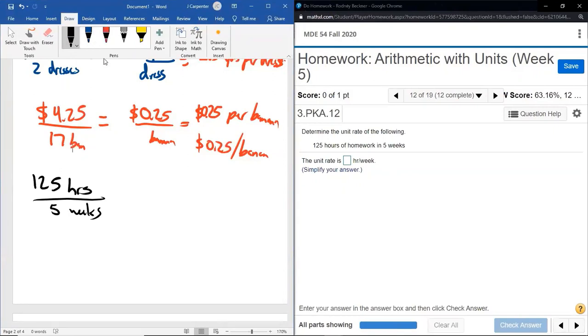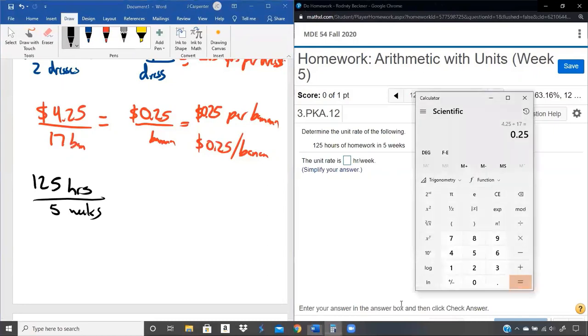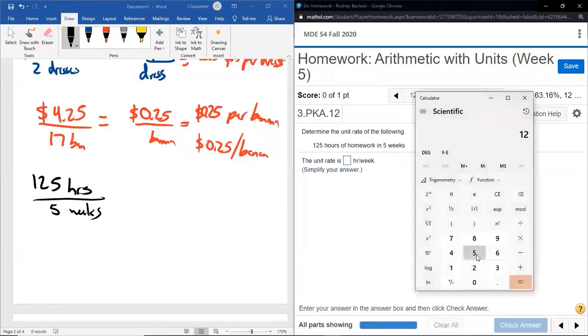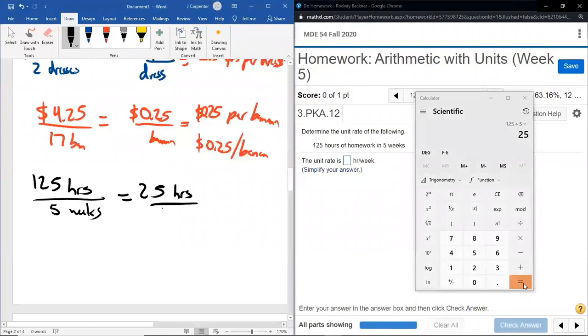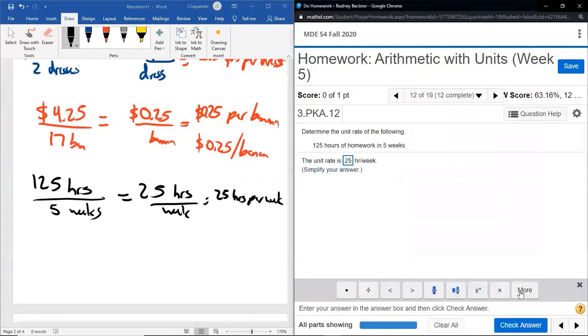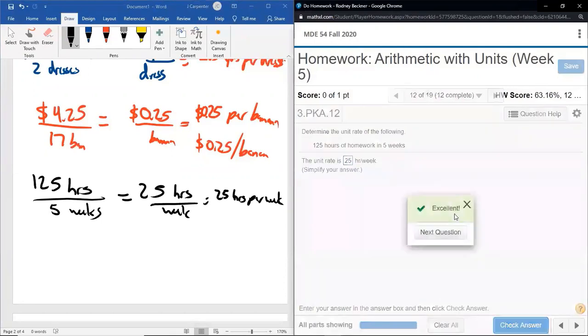Well, 5 clearly goes into both of those, and you can show that reduction, or you go, well, Mr. Beckner said I can have a calculator. I'm just going to use the calculator, and you do 125 divided by 5, and you get 25. So 25 is our answer? Nope. 25 hours per week, depending on how you want to write it. Again, my math lab doesn't make you have to do enough with this stuff. I dislike it.